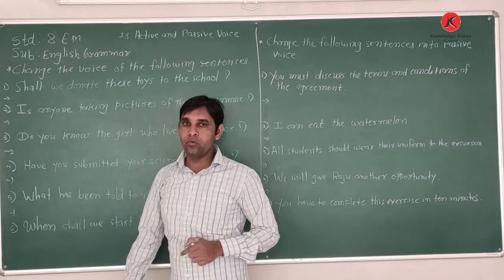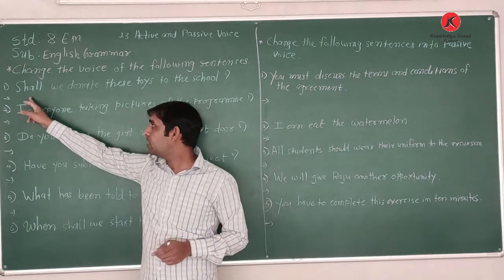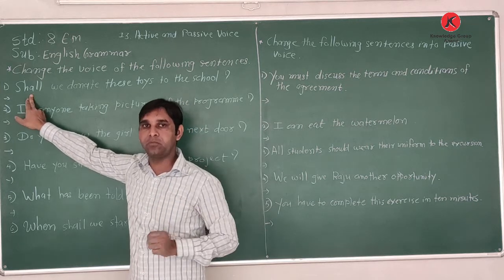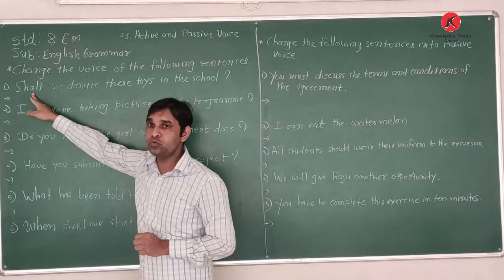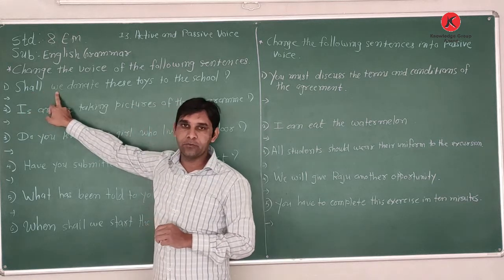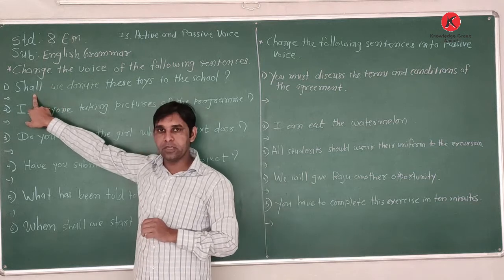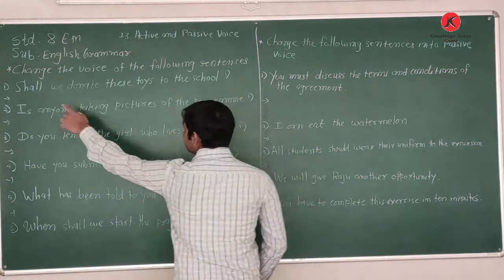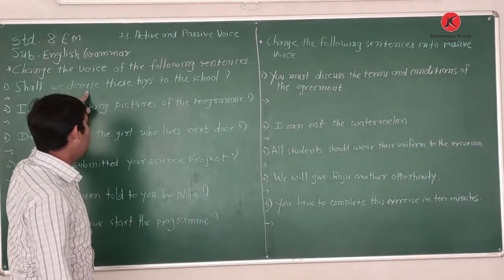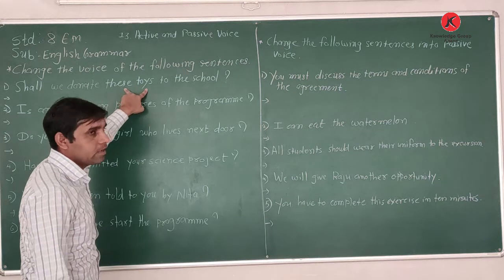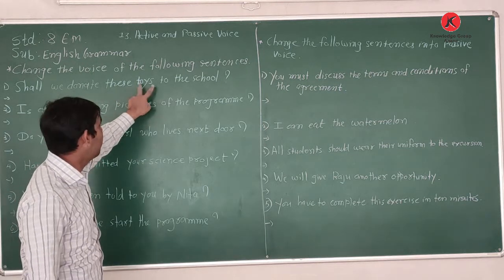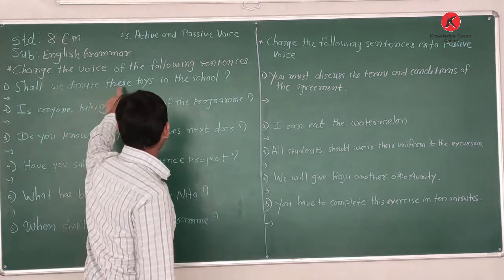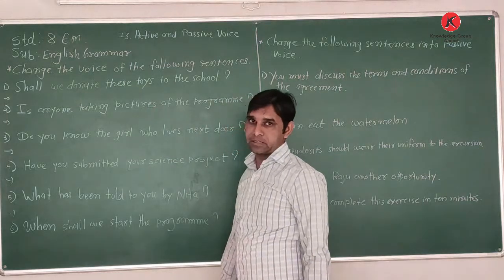We write the given shall and will in the simple future tense, but first we find the object. Shall is used here because after shall the pronoun we is given. So first we find the object: shall, then pronoun, then the verb, then these toys, a noun, then preposition and the rest of the words. So what is the object? These toys is the object.